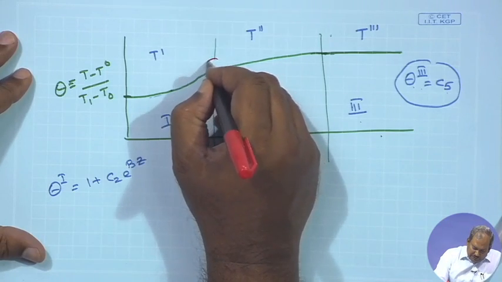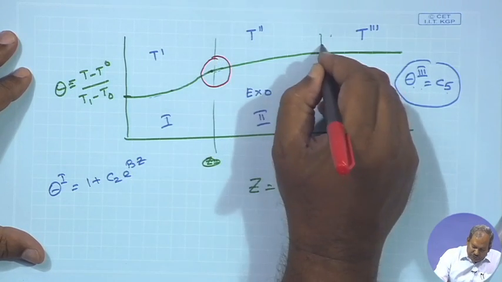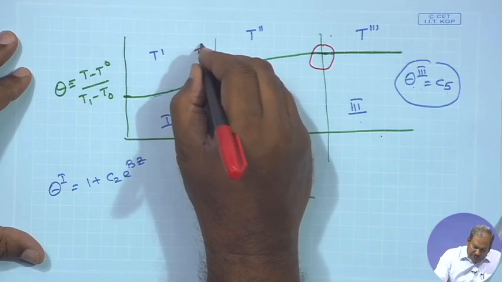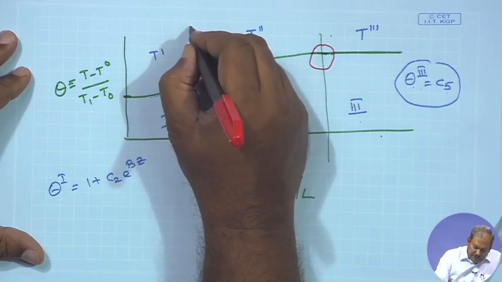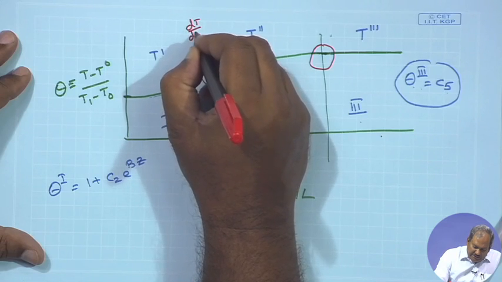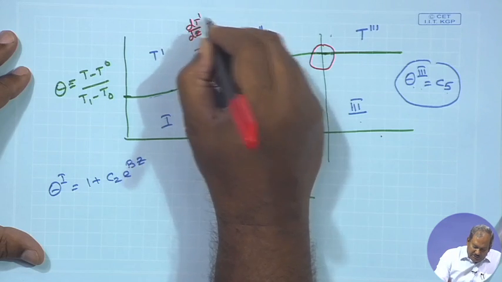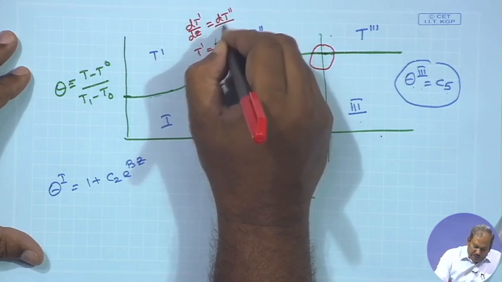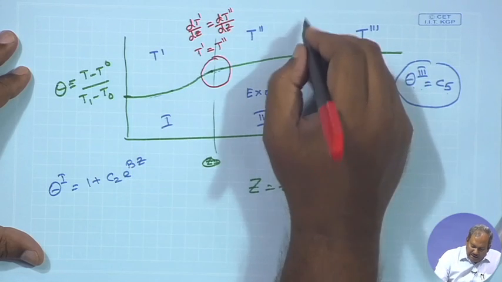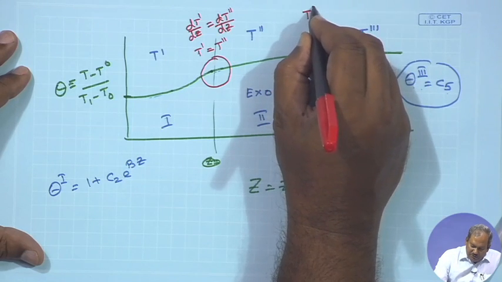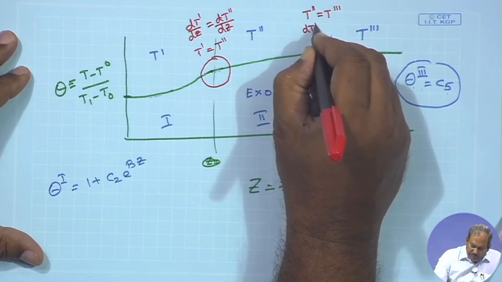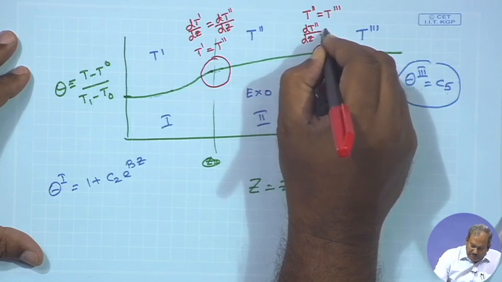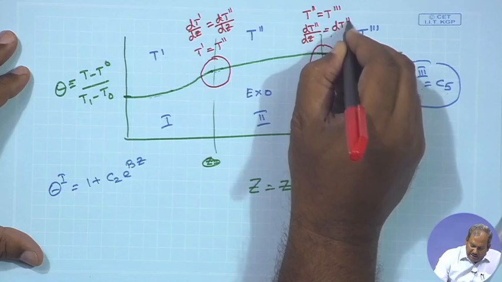The conditions that are to be maintained at these two junctions are that T1 at this junction must be equal to T2 at this junction. The dT1/dz at this point must be equal to dT2/dz, and similarly at this junction you have the temperature equality and these two would be equal.